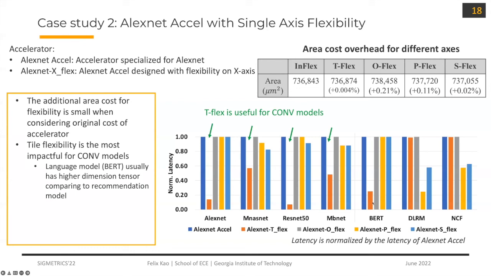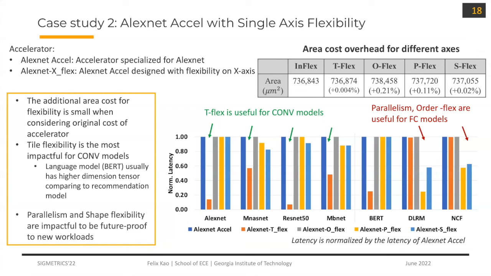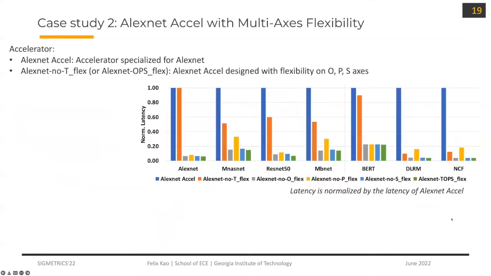The key difference is that language models usually have higher dimension tensors and have more chances to leverage the parallelism strategy tailored for convolution models. And we can see that parallelism and order flexibility is pretty helpful for DLRM and NCF. It is because these models are so different from convolution-based models that having flexibility to make different parallelism and order choices is essential. Therefore, parallelism and shape flexibility are impactful to be future-proof to new workloads.